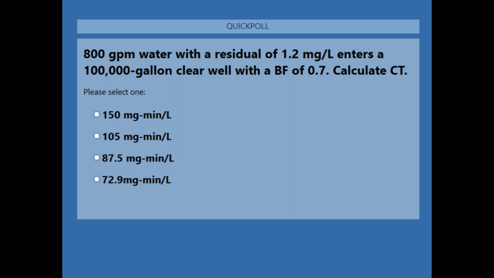So just a heads up, this might be a bit skewed. It seems like the numbers are different between the last slide and this problem of the poll. I've been getting some responses on that. Sorry about that, guys. I guess that's my mistake. I must have revised it and not revised the poll. How different are the numbers, Owen? I can read you the question. It says 800 gallons per minute water with a residual of 1.2 milligrams per liter enters a 100,000 gallon clear well with a BF of 0.07. Oh, 0.7, right? Okay, so all right, we'll look at the results from both angles. Sorry about that, everyone.